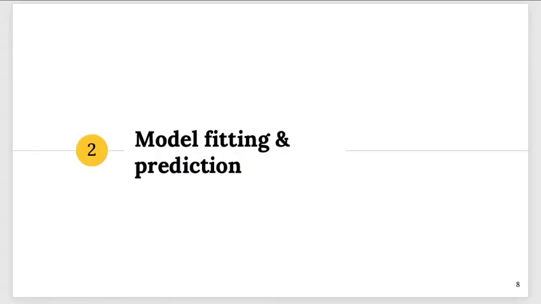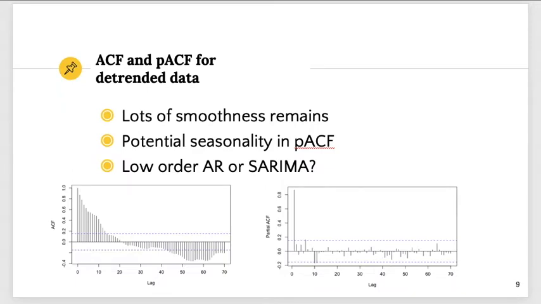So carrying on to model fitting and prediction, I started by plotting the ACF and PACF for the detrended data. As we can see in the plot of the autocorrelation function, a lot of smoothness remains, especially at really high lags, which is kind of problematic. But we're probably not going to look at those lags. There are also potential signs of seasonality in the PACF that cuts off pretty fast, but then, for example, lags 6, 10, and 11 are all significant. So this tells us that this might be a lower order AR or perhaps a SARIMA model.